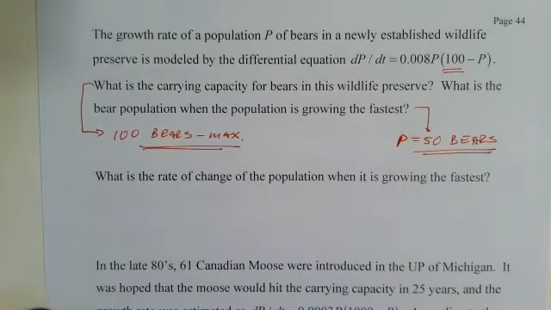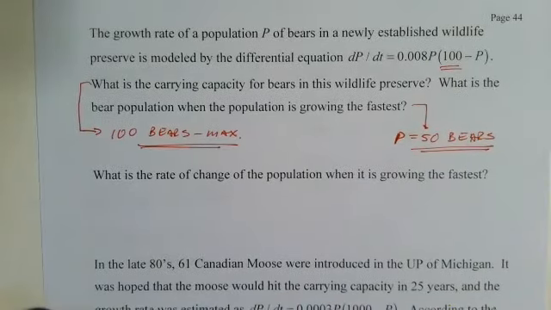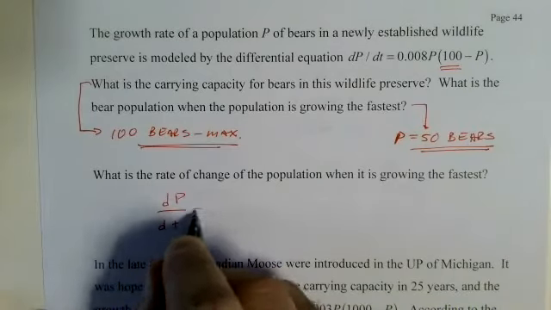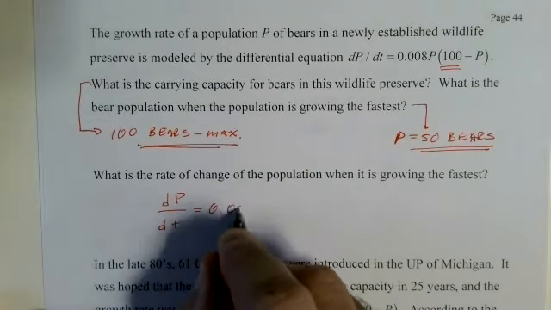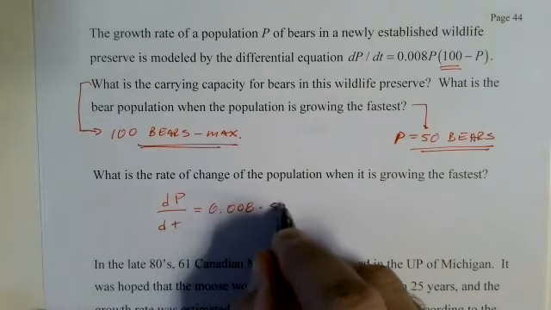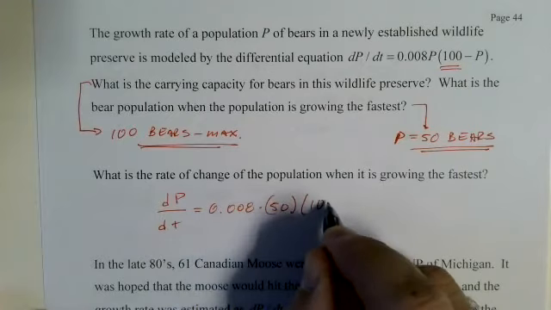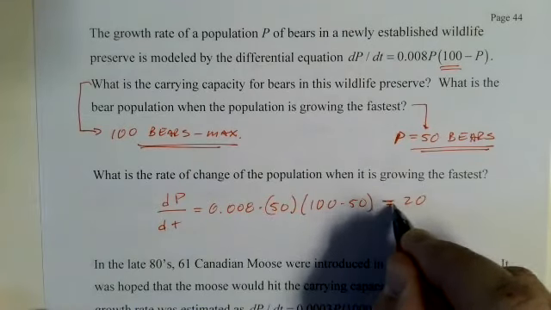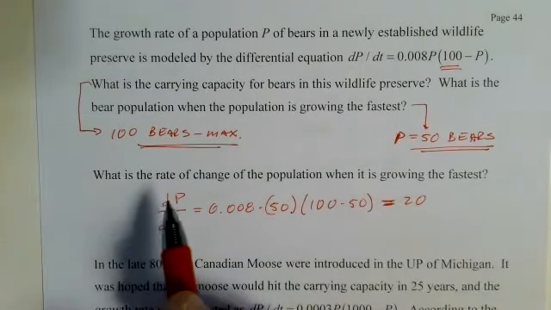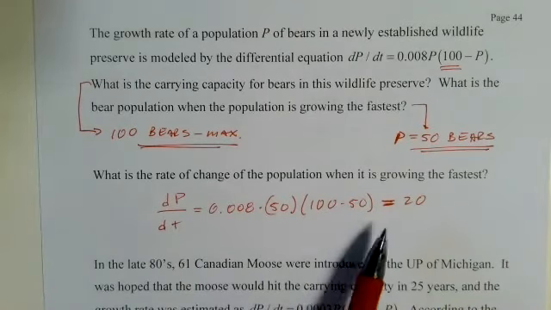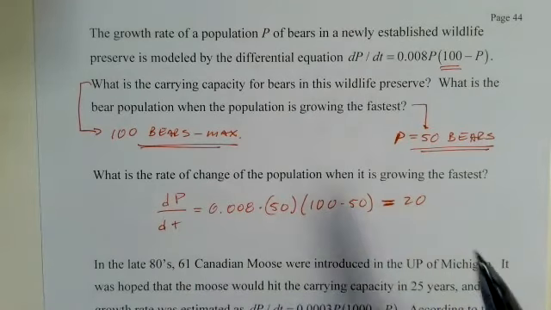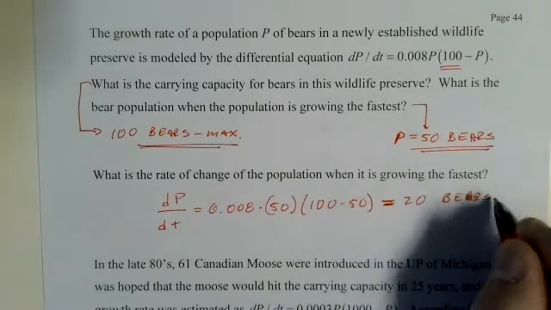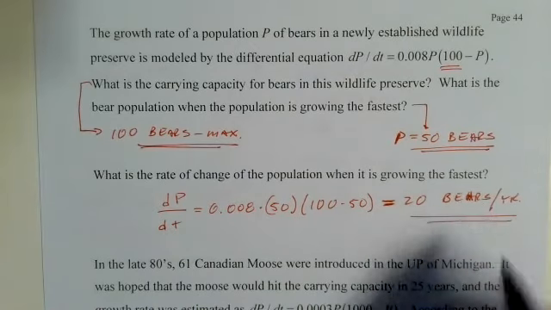50 bears. What is the rate of change when it's growing the fastest? Well, dP/dt equals 0.008 times 50 times (100 minus 50), equals 20 bears per year. So the bears show up, there's lots to eat, they're happy as can be, they start reproducing like crazy, and they're right in here going at 20 bears per year. But then things just start getting a little harder to find food, so on and so on.